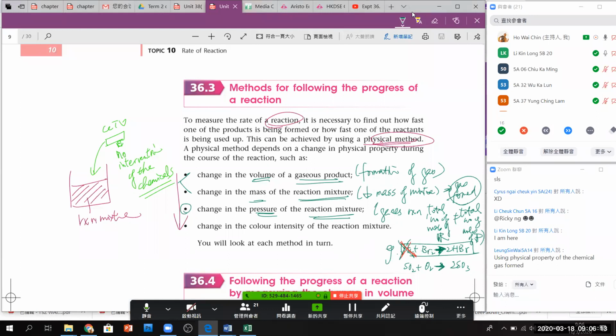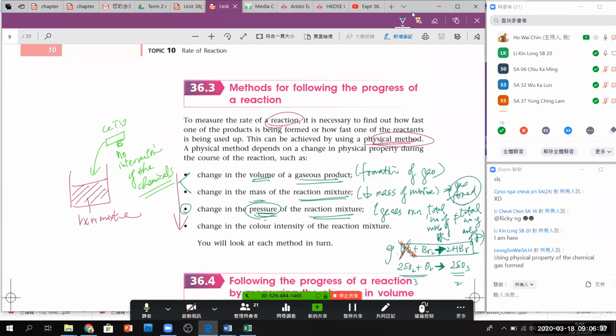Because is it okay? Take a look. You have got 2 moles of SO2 plus O2 to form 2SO3. It's balanced, right? We've got 3 moles on one side, and this one is 2 moles of gas. So what will happen when you measure the change in pressure? The pressure will decrease over time. Yes, that's right.